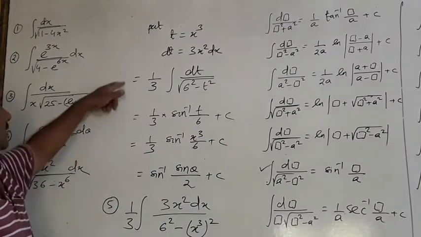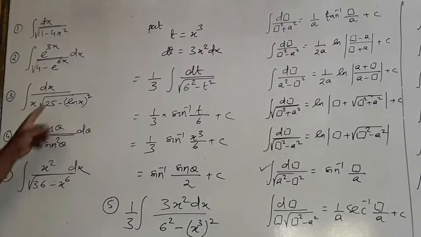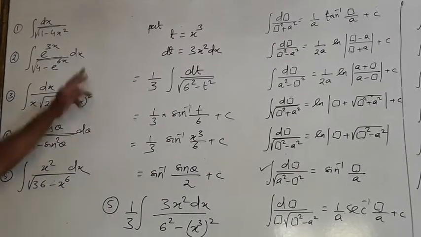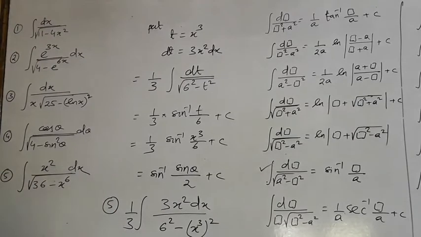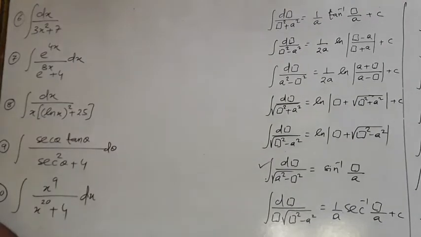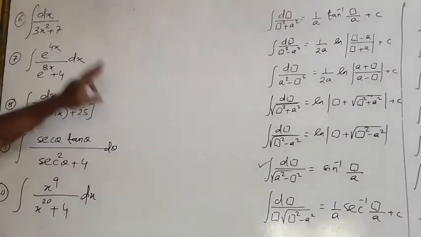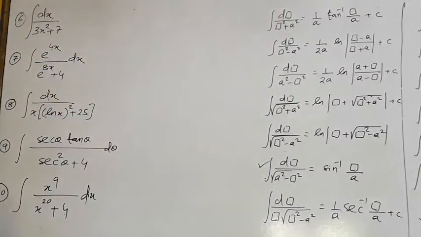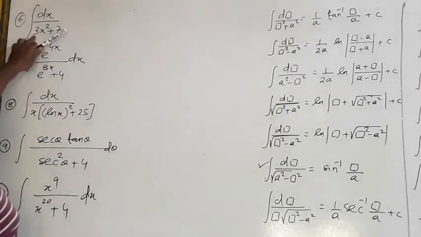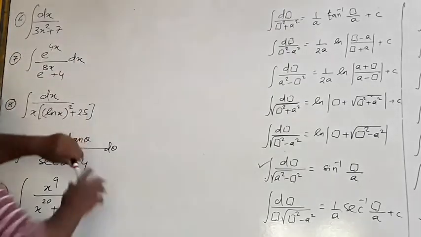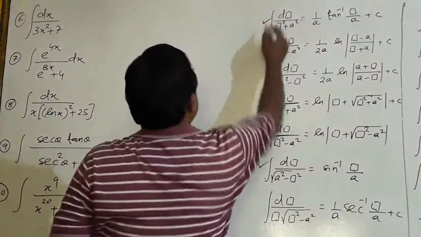Take the screenshot. I am doing here the number 5. Okay. Look at here. It is dx by 3x square plus 7. Look which formula you should put here. Now it is no root over and it is plus. So we have to apply this formula.